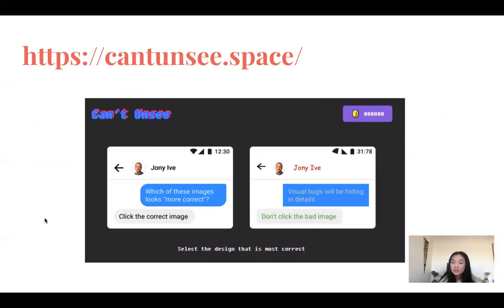It's called can'tunsee.space. So if you have time, feel free to explore this on your own time. But essentially, it's like a quiz, quizzing you on which UI is most correct according to whoever has these design concepts. And at first, they start off pretty easy, but then once you get further down the road, they become really hard to spot the difference. So if you're looking for a fun design challenge, then feel free to visit this link.